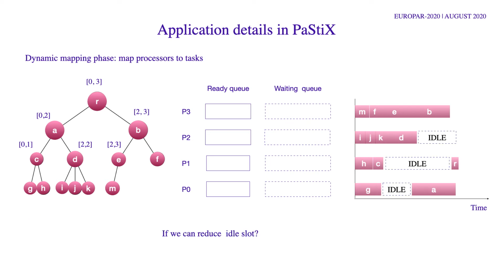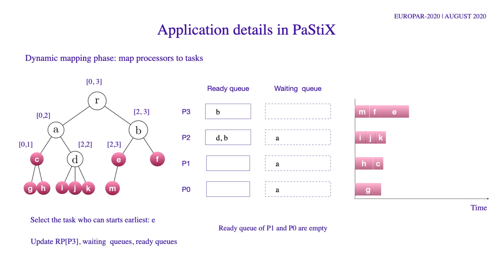You can find the idle states of processors very easily. We can find that processors P0, P1, and P2 have some idle times, idle slots. So if we can reduce these idle slots, then we can make sure that each processor has as much work as possible. Let's roll back to where the idle comes from. At this step, the ready queues of P0 and P1 are empty, so no task will be mapped onto them. If we can steal some tasks from other processors, processors P0 and P1 may have something to do.